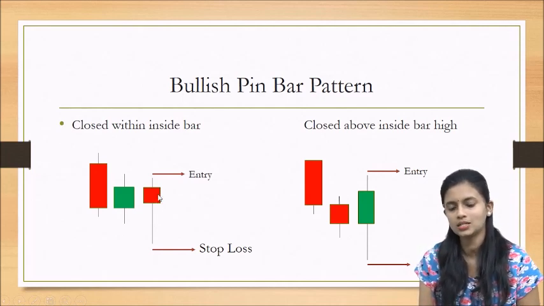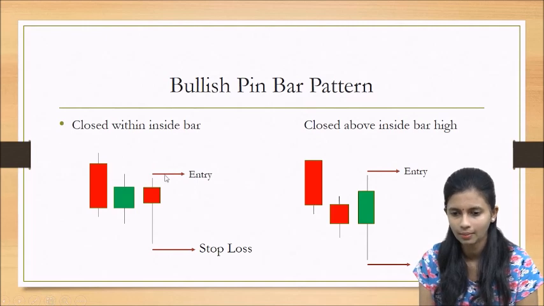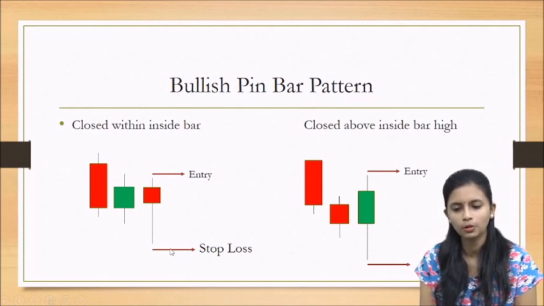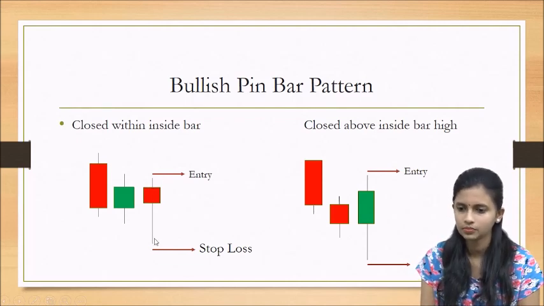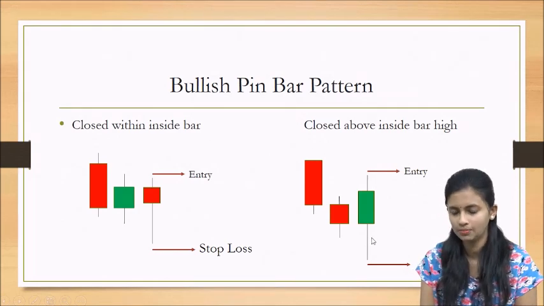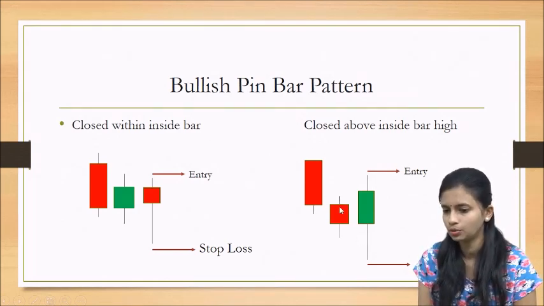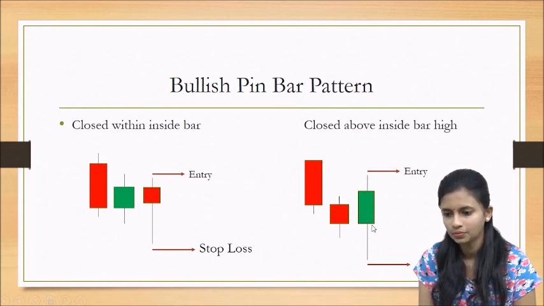So you can consider this as a bullish trend, and you can go for buying the stock. So your entry will be here above the high of this candle, and stop loss will be below the low of this pin bar candle. Similarly, this pattern will also work in the same way, but see, you have 2 red candles, then you have a good green candle again with a pin, that is with a long wick.